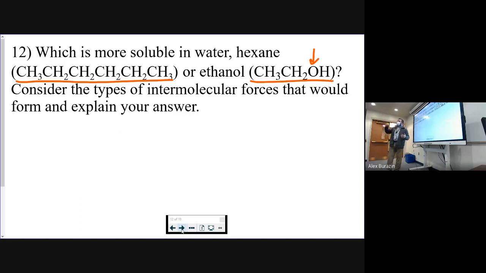But there still is attractive forces between the oil and the water. They're just weaker than the attractive forces between water and itself.